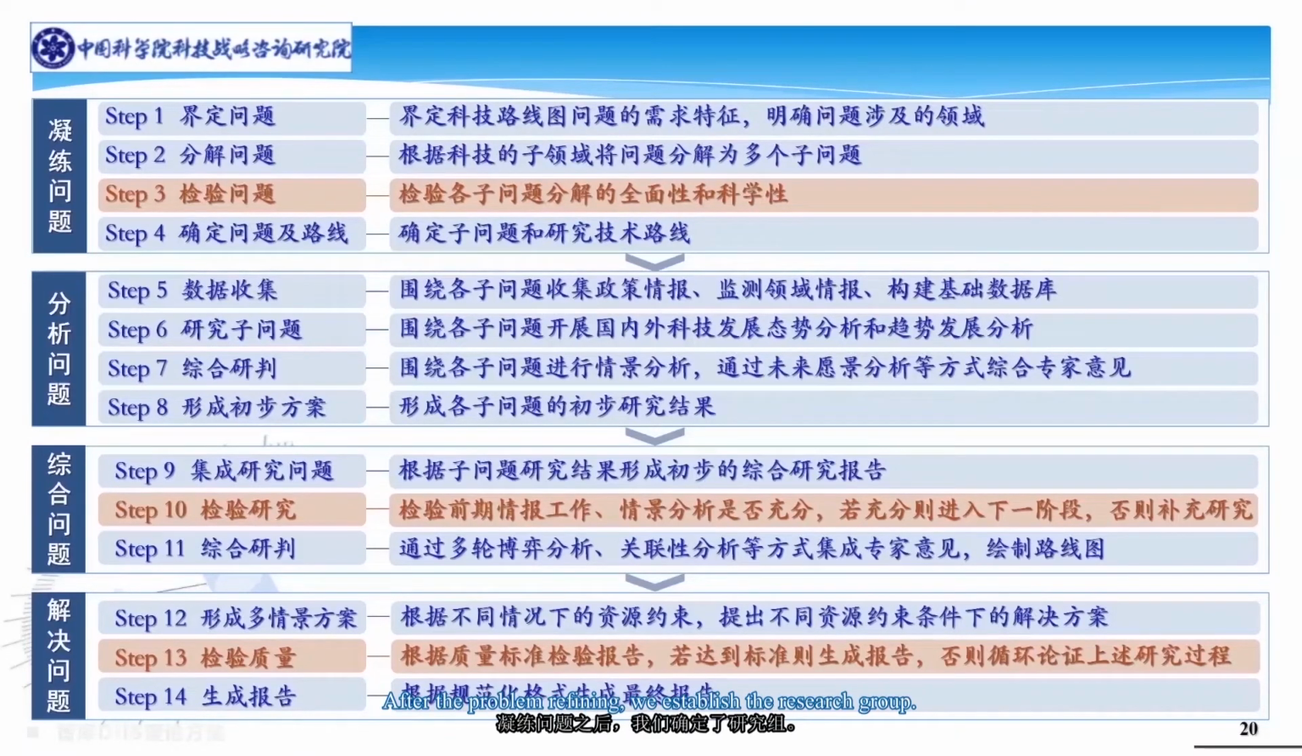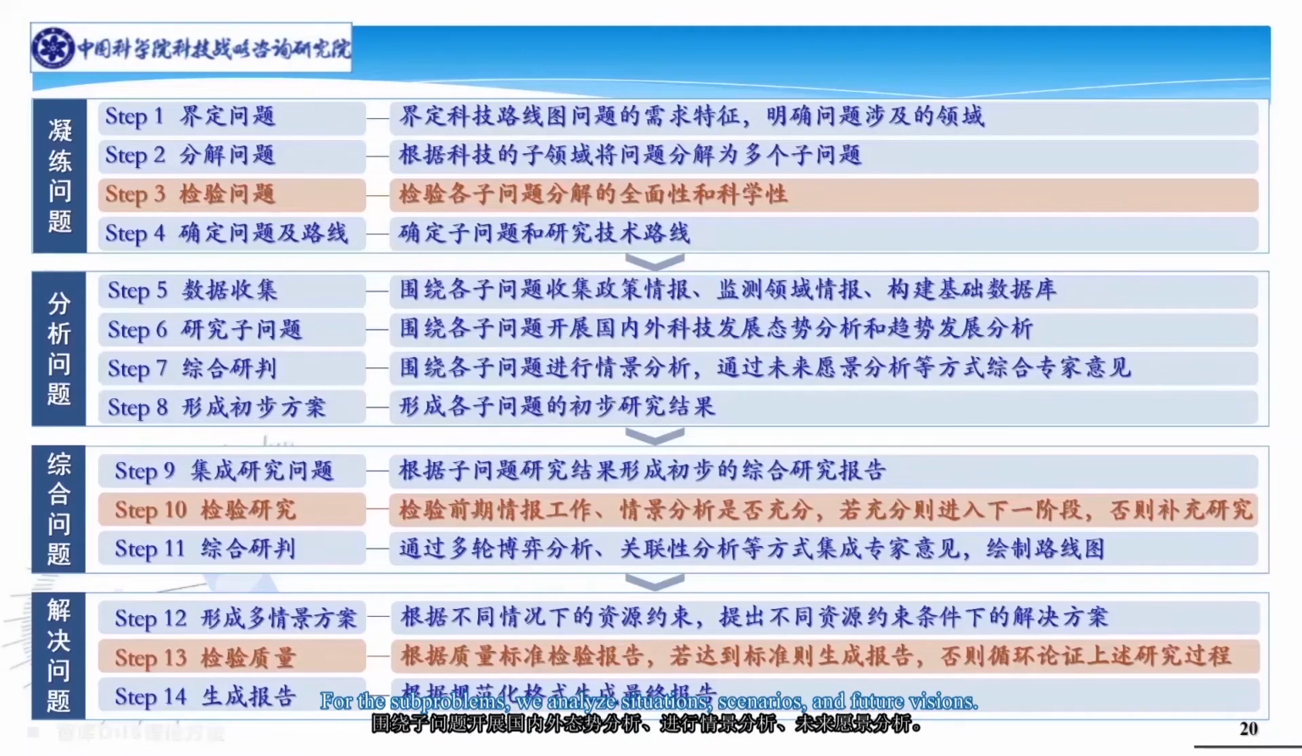After the problem refining, we establish the research group. In each group, such as energy, we determine different research groups, which have different strategic structures. For example, the study of fossil energy and renewable energy. Petroleum is taken as a particular direction for research, because China is not rich in petroleum. On this basis, we research around the subproblems to collect policy intelligence, monitor domain intelligence, and build basic databases.